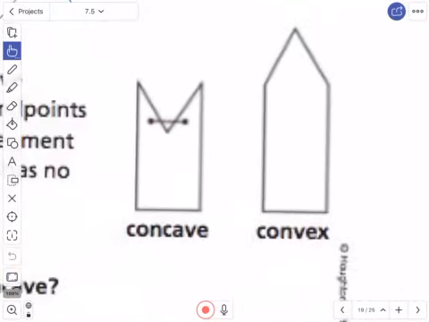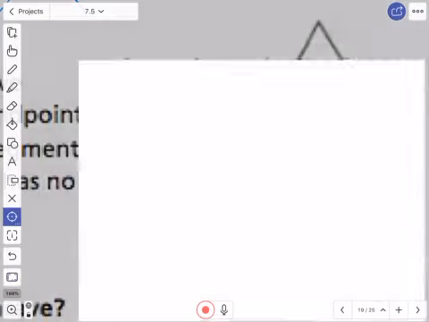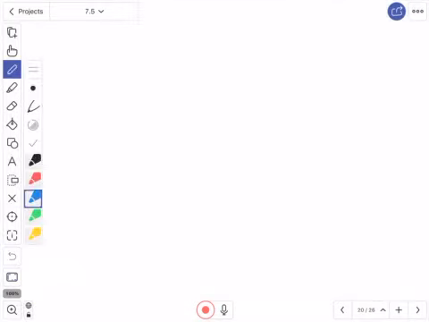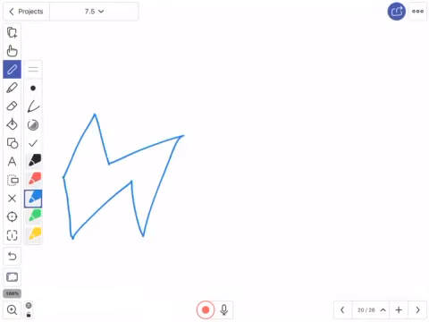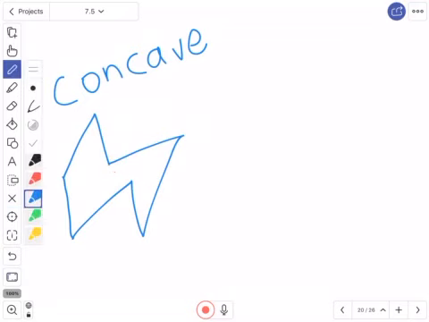I do way better with the pictures here though. This is concave because this basically goes inside the shape. I always think about it like a cave, an actual cave, like that's a cave opening, concave. Convex, it does not go out. So just a couple quick more examples. That is concave because it has parts going in like a cave.